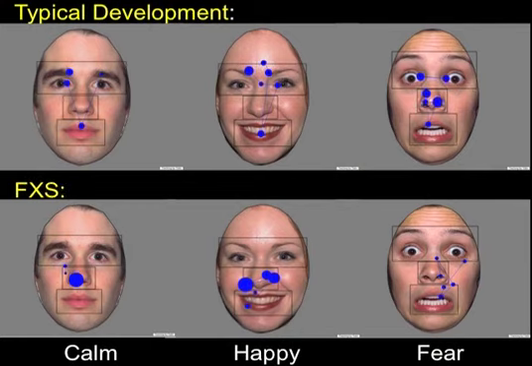So this is just some examples of how the data kind of looks with two different participants, one with typical development and one with Fragile X, and you can see these are points of fixation that are, the bigger they are, the longer time a person spent looking at that particular place. So these are just kind of representative pictures of that eye scan pattern.